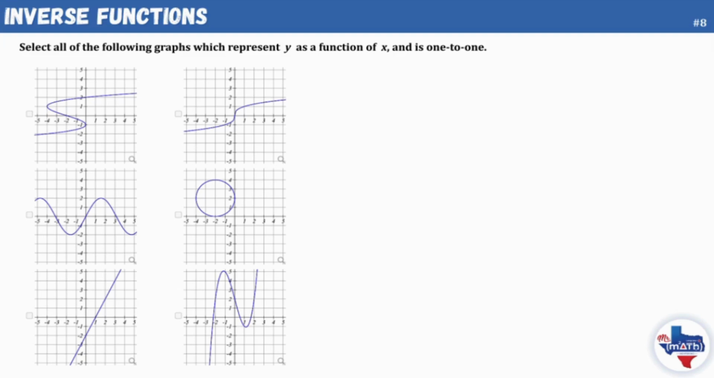Okay, this problem says select all the following graphs which represent y as a function of x and is 1 to 1. So two important things here. We need to first find the ones that are functions of x, so is it a function or not, and actually if it's 1 to 1. So the main question is, is it a function?